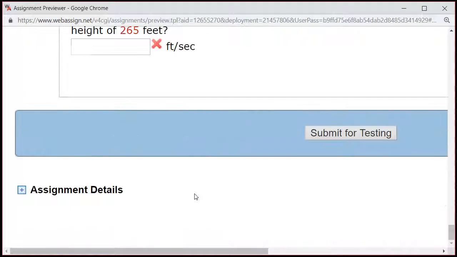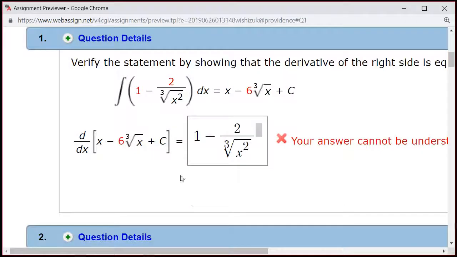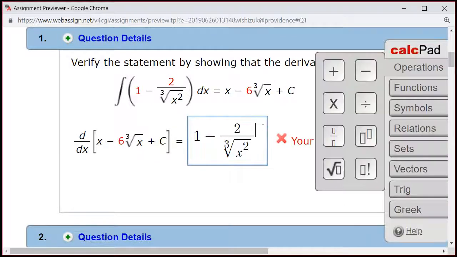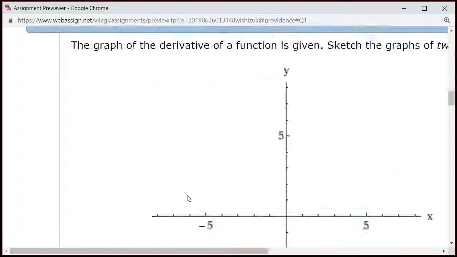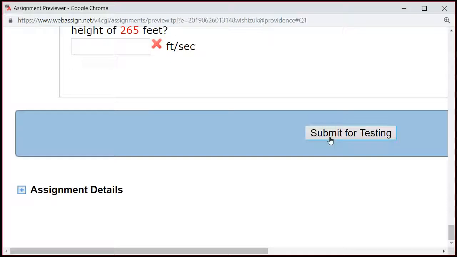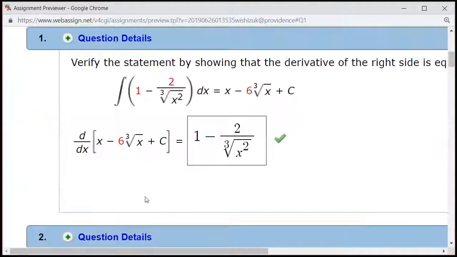So I'm going to check the answer just in case. Submit for testing. All right, I came back and it looks like I left something over here maybe. Let's check this again. Sorry about that. All right, I came back and it looks like we got this one correctly. That's it. I hope that this was clear.